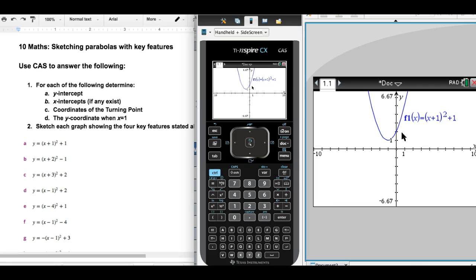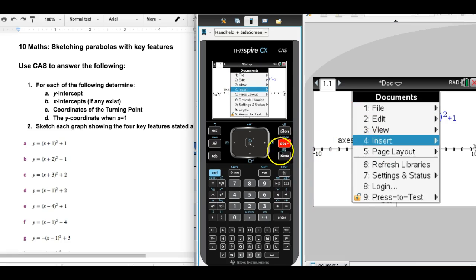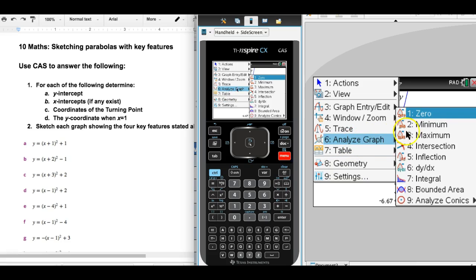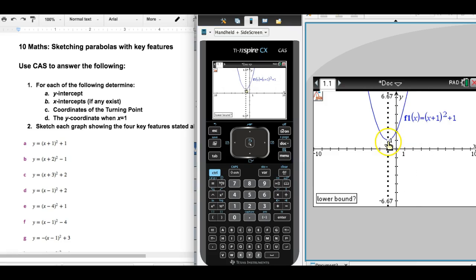All right, there are no x-intercepts, so moving on to see the coordinates of your turning point. So hopefully you remember, went to the wrong thing, menu, analyze graph, it is a minimum. Okay, so remember when it's down the bottom, it's a minimum. Okay, so your turning point is (-1, 1). And your y-coordinate when x equals 1.